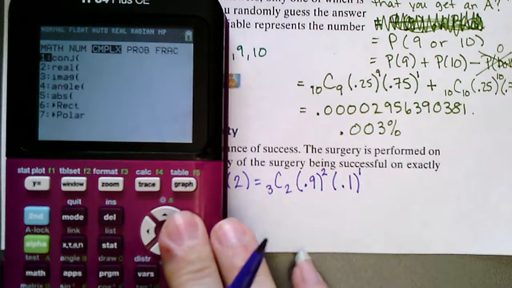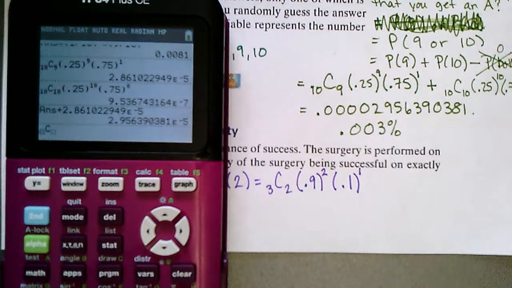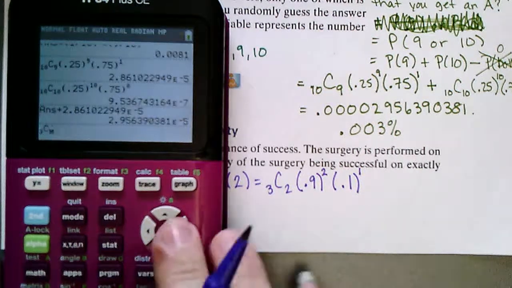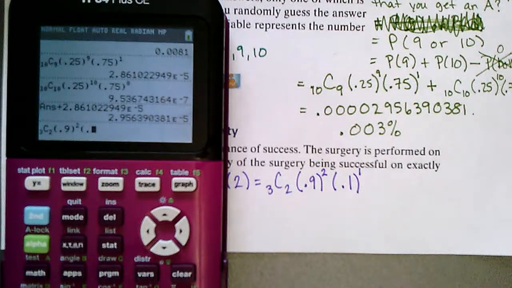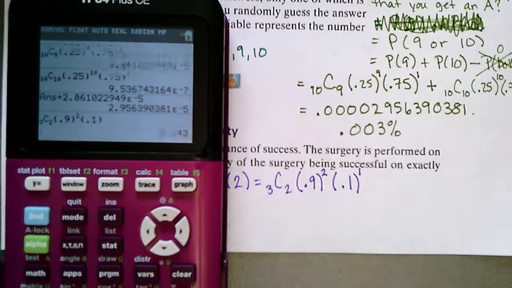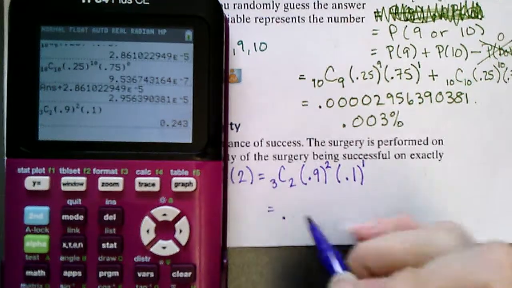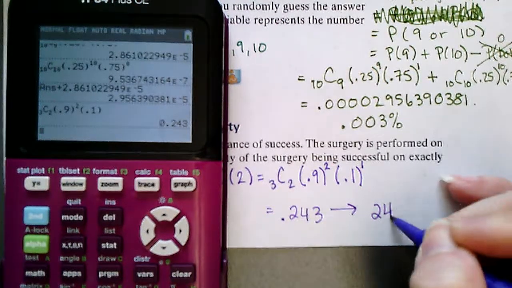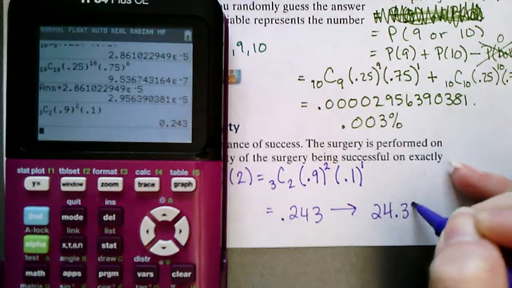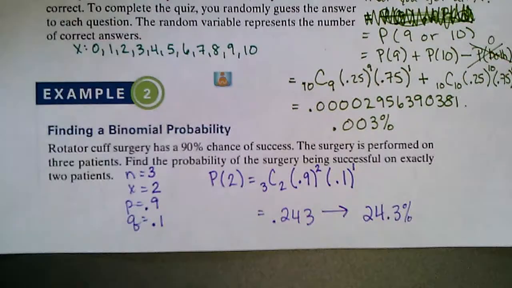So we go through our math steps, our calculator steps. 3C2 times 0.9 squared times 0.1 to the first. That gives us 0.243. So there is a 24.3% chance that the surgery will be successful on exactly 2 patients, no more and no less.